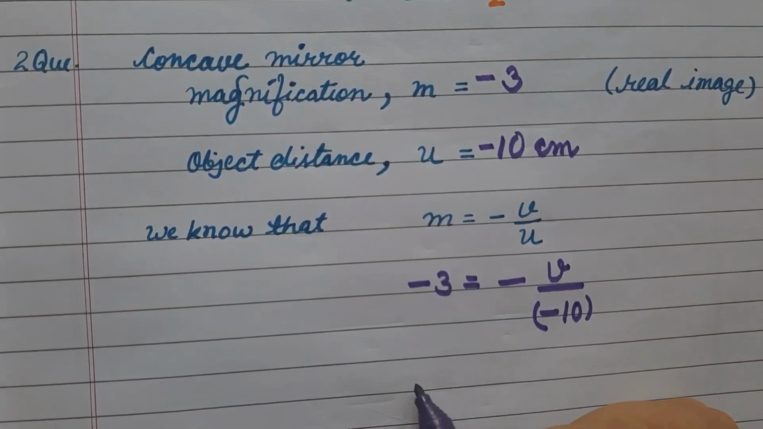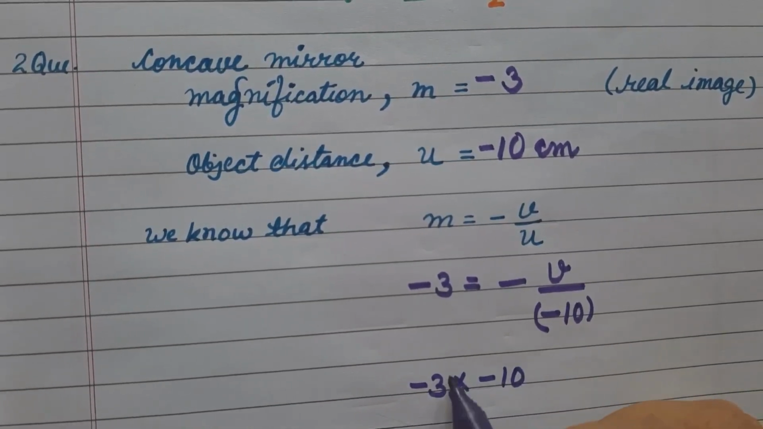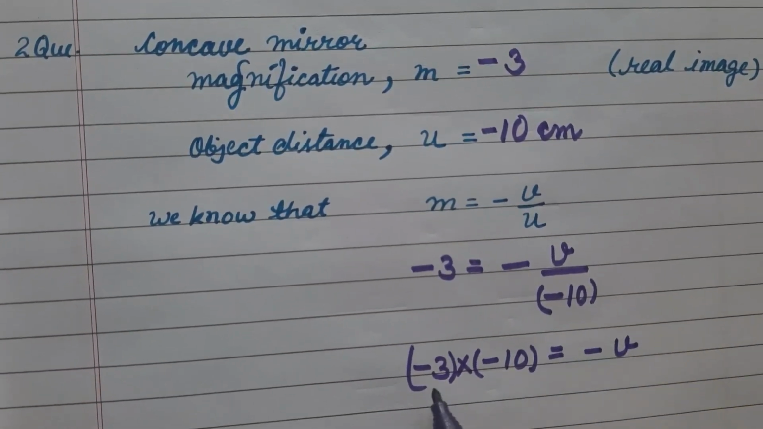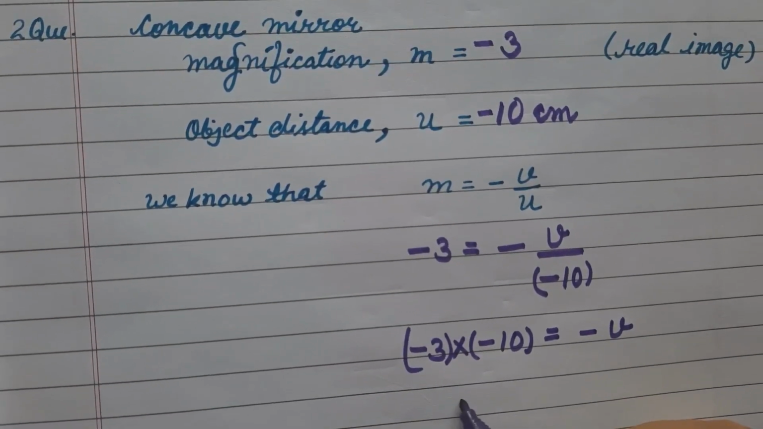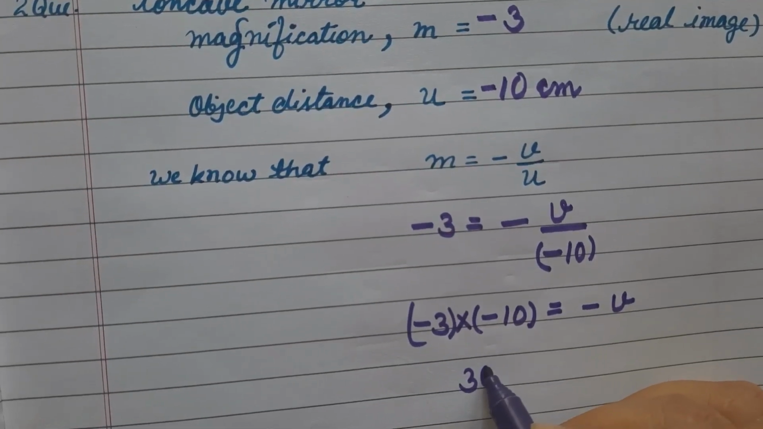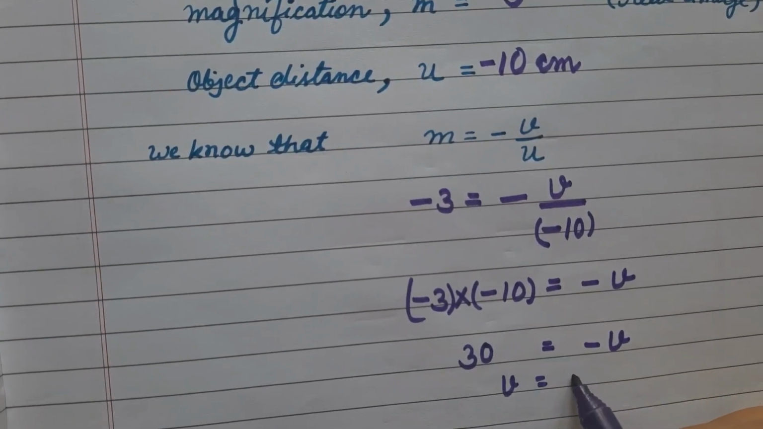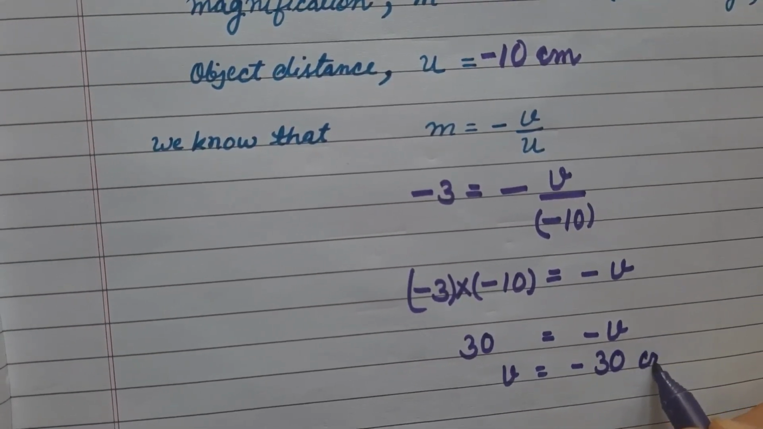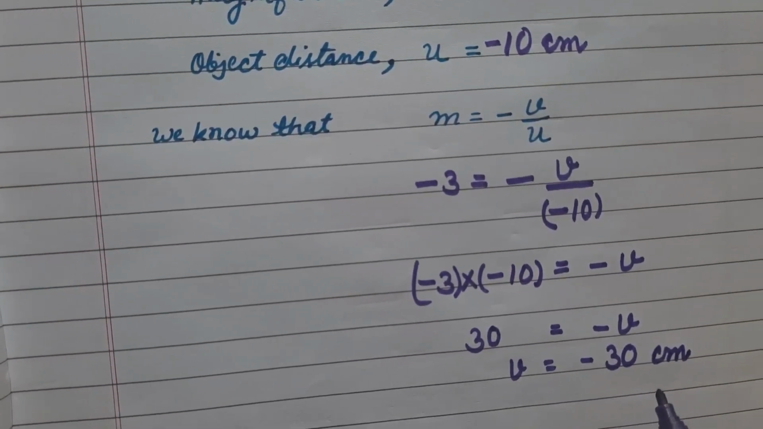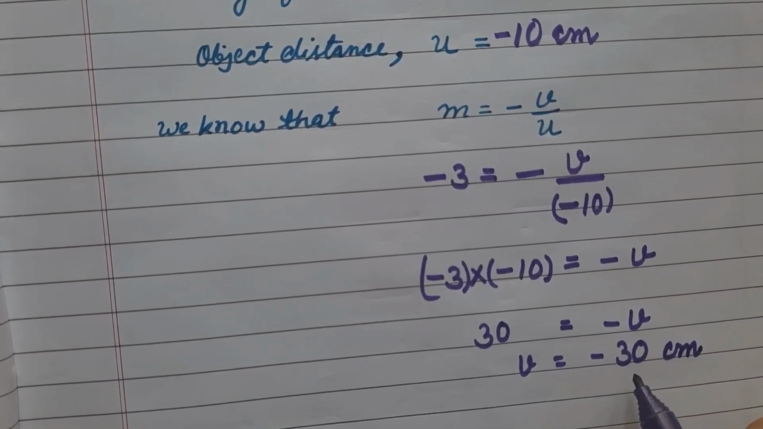When we transpose, minus 3 into minus 10 will be equal to minus v. Here, 10 3s are 30. Hence we can say v equal to minus 30 centimeter. Means image is real, so it is located in front of the mirror at a distance 30 centimeter from the pole.